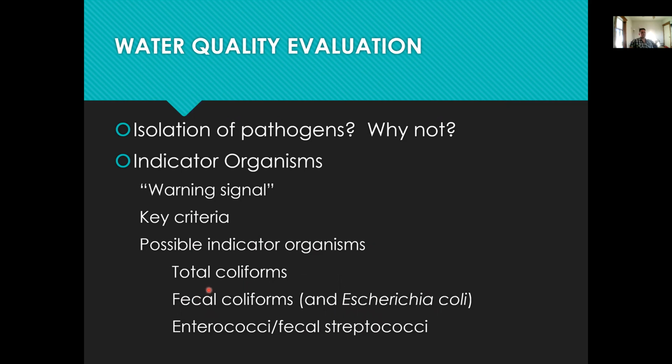First is total coliforms. Total coliforms are defined as rod-shaped, gram-negative, non-spore-forming, motile or non-motile bacteria that can ferment lactose with the production of acid and gas when incubated at 35 to 37 degrees Celsius. Now, on the other side, you have fecal coliforms. This will include E. coli.